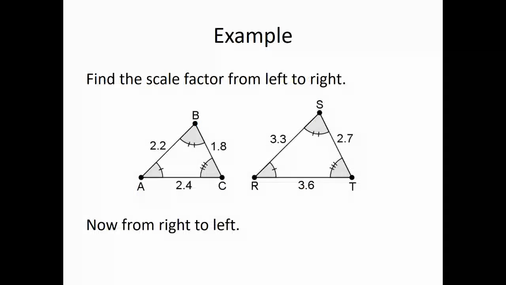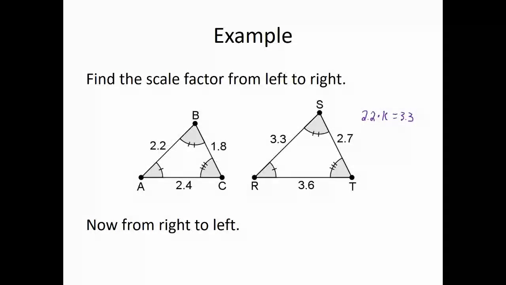Okay, so let's look at a particular example. Let's find the scale factor as we move, in this case, from left to right. Okay, so we know, for instance, that the 2.2 and the 3.3 correspond, not of course because they're both on the left-hand side, but rather they're both opposite the angle with 3 hashes. So as we move from left to right, we multiply the 2.2 by some constant k to get the 3.3.